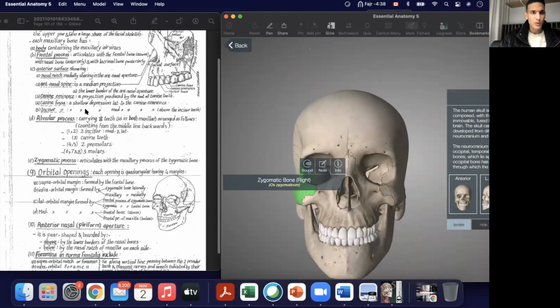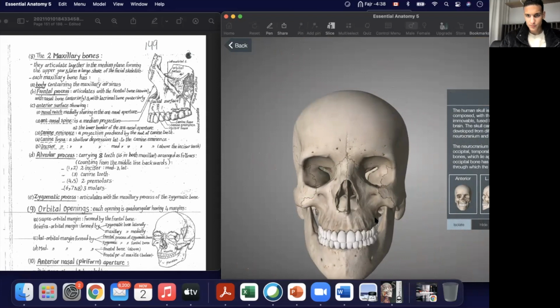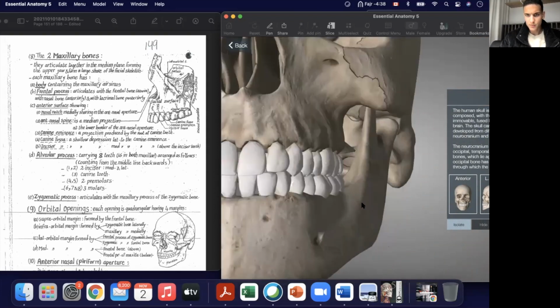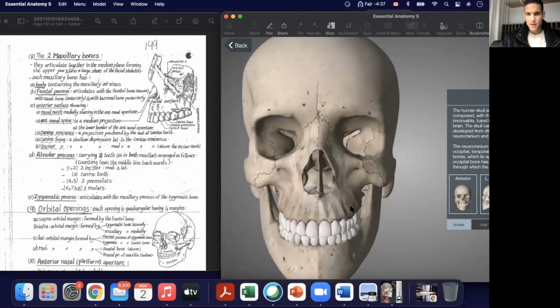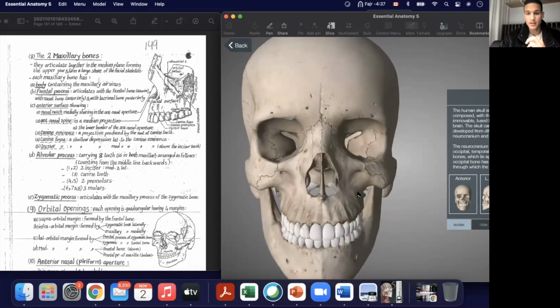Okay, next we have the two maxillary bones, and we're going to just discuss their general features here. The maxillary bone has a frontal process right here, which articulates with the frontal bone. It has a zygomatic process, which articulates with the zygomatic bone. So when you describe those things, you say the zygomatic process of the maxillary bone articulates with the maxillary process of the zygomatic bone. It can be confusing, but it's very, very easy once you get your head around it.